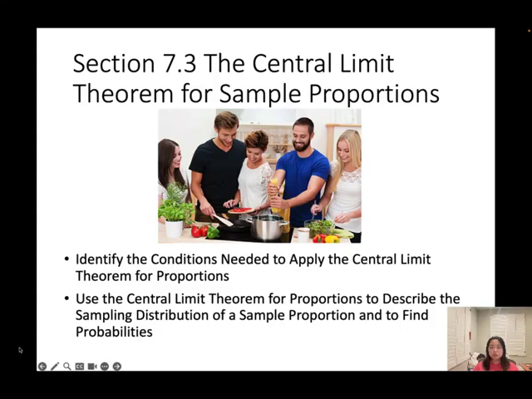Section 7.3, the central limit theorem for sample proportion. From section 7.2, we talked about the sampling distribution for sample proportion. And for this section, we're going to focus on the central limit theorem. After we know what the central limit theorem is, we want to find the probabilities.